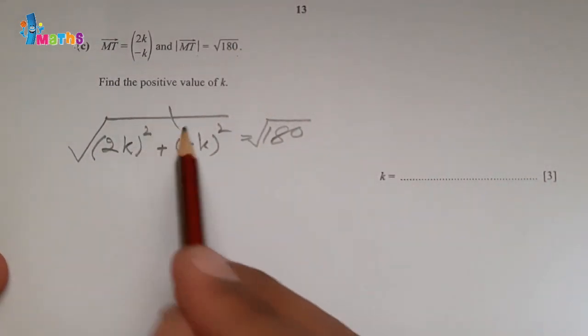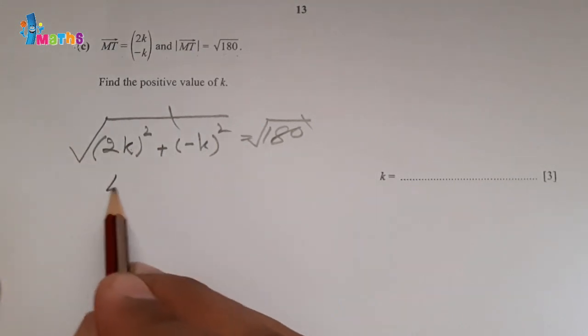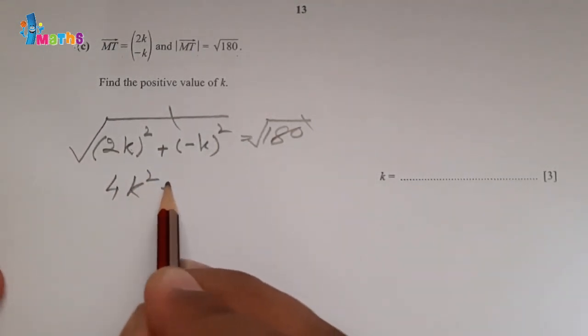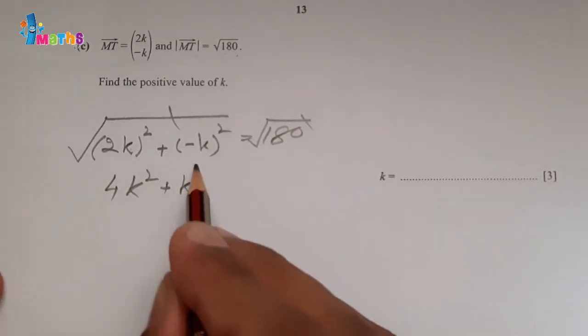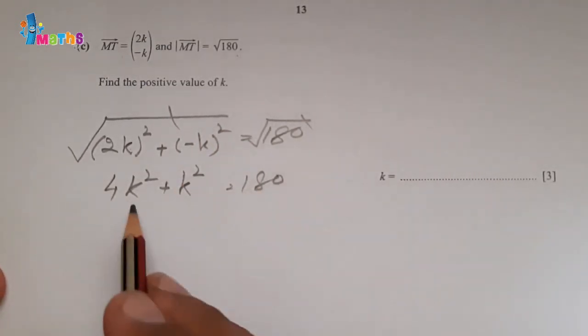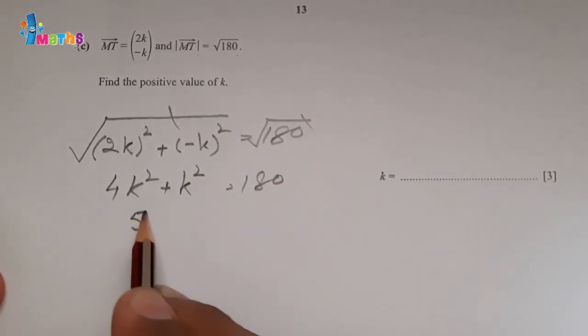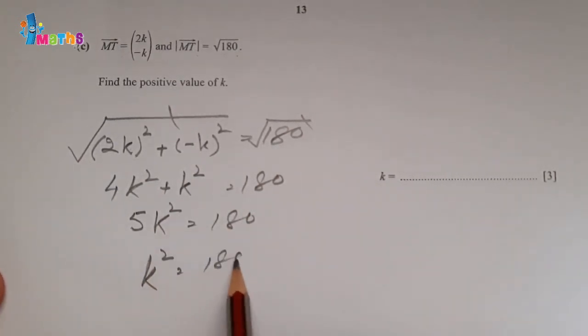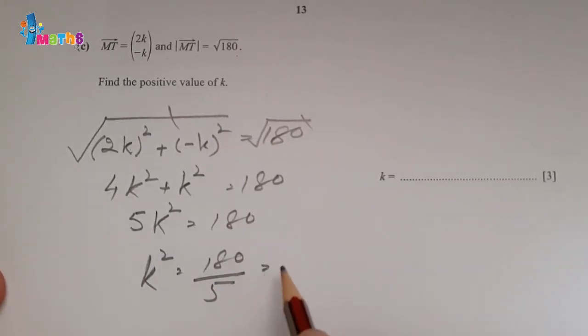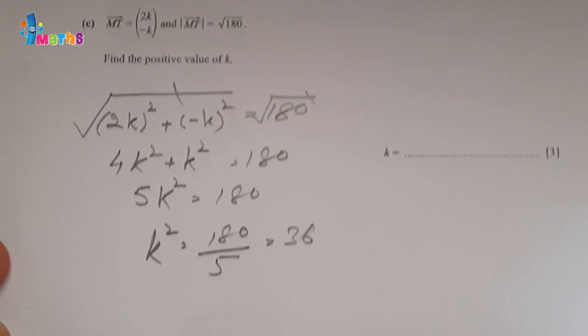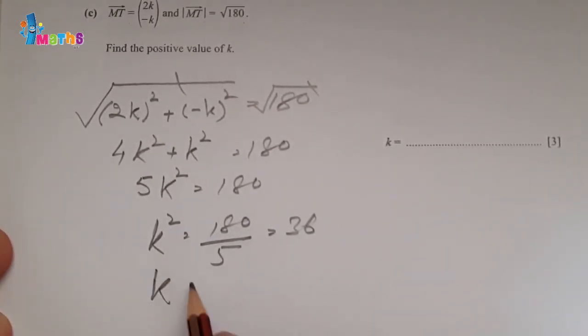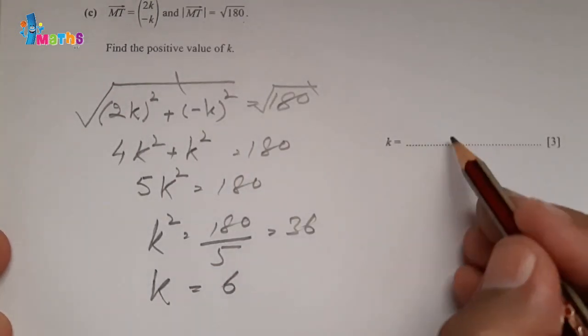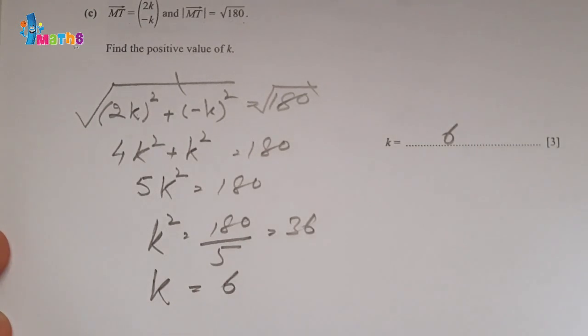So the root will be cancelled on both sides, so this will be 4K squared. The square of this one will be K squared, is equal to 180. Now 4K squared plus K squared will be 5K squared, is equal to 180. K squared is equal to 180 divided by 5, which will be equal to 36. And the value of K, if we take the under root of 36, will be plus minus 6. So we are taking only the plus value, so it will be 6. So our answer for the K value is 6.